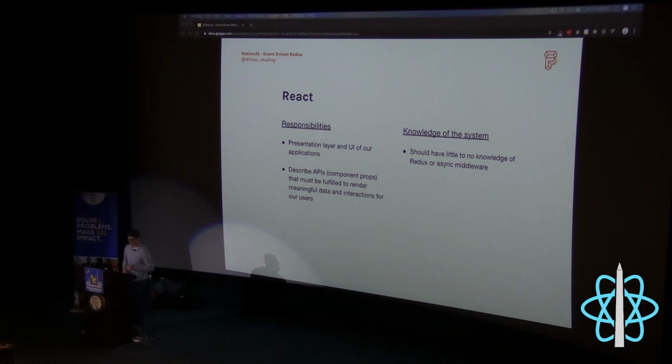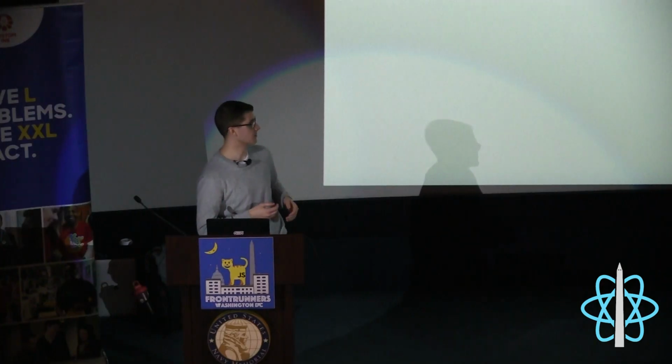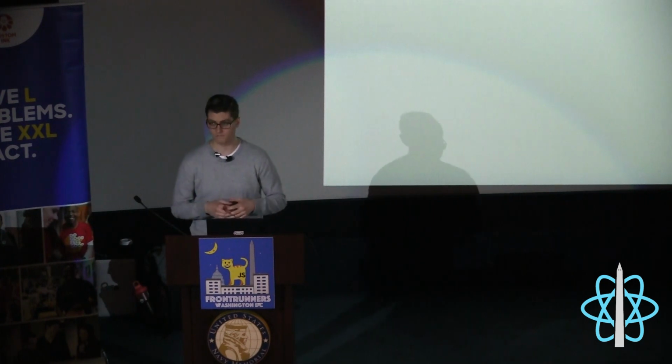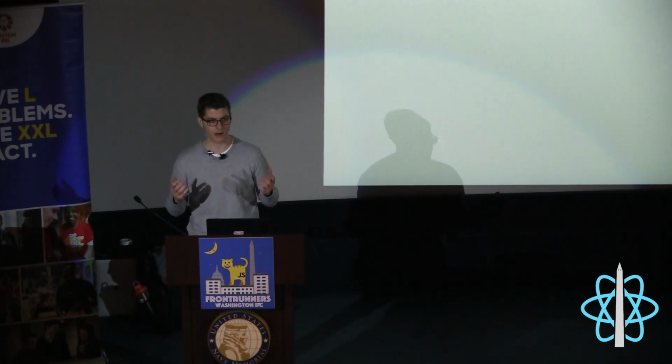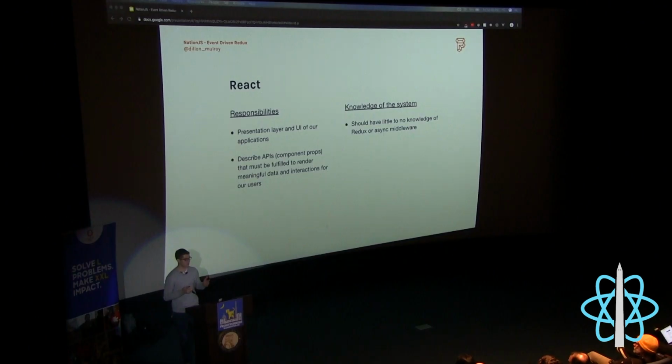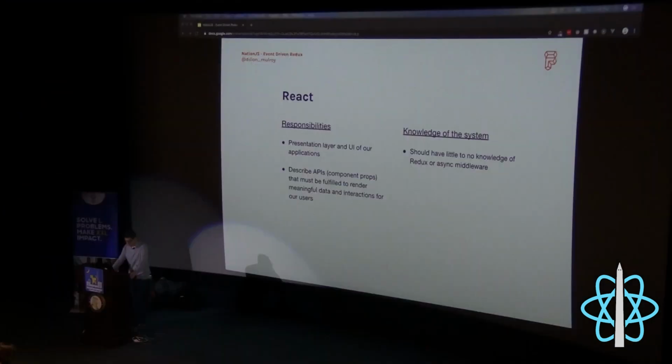So let's start with React, right? React's responsibility is to be our presentational and UI layer. This is what renders to the screen, what our users interact with. It basically describes APIs that must be fulfilled to render meaningful data and help create interactions for our users. And in terms of knowledge of our greater system or architecture of our app, it really should just know about itself and nothing else. It should have no knowledge of Redux or async middleware or data fetching libraries.